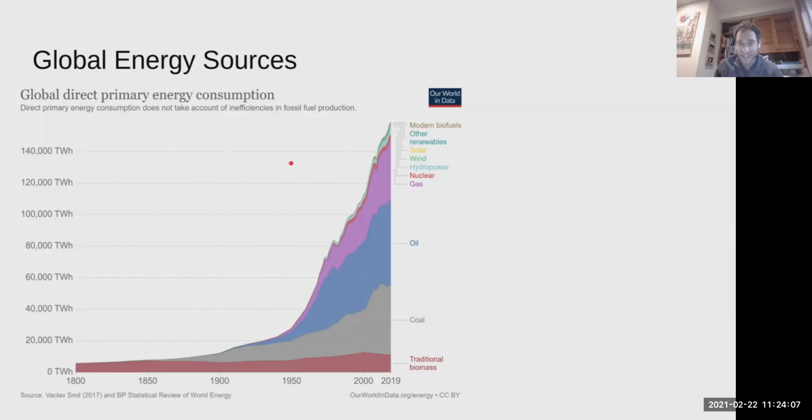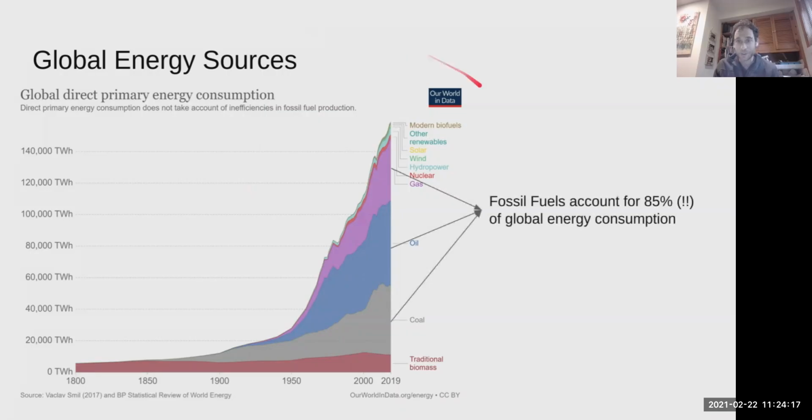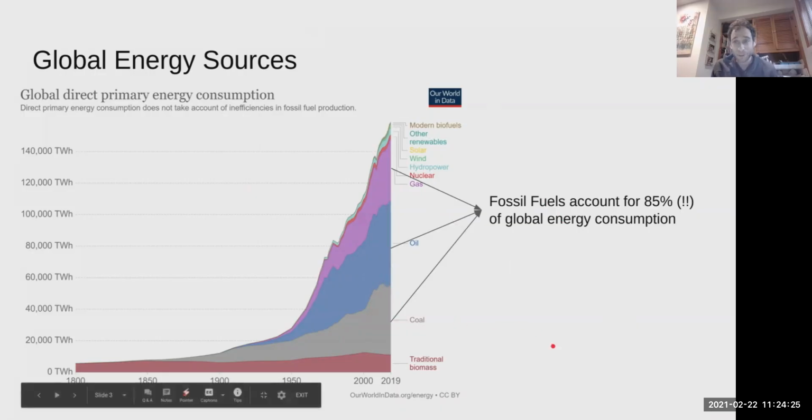Now, as it's taken off, there are really 3 dominant energy sources that are providing the vast majority of energy in the world. And those are the fossil fuels. Natural gas, oil, and coal account for about 85% of global energy consumption.